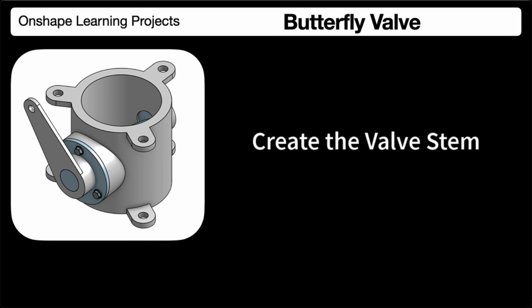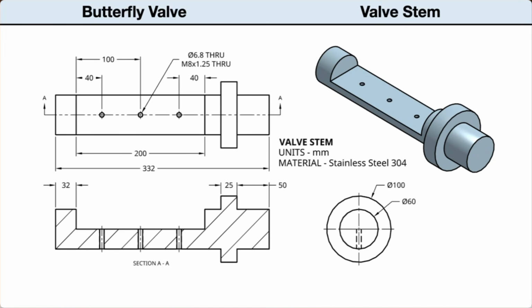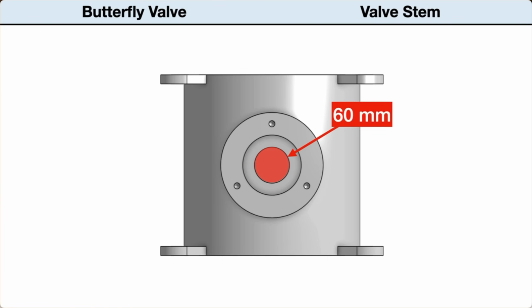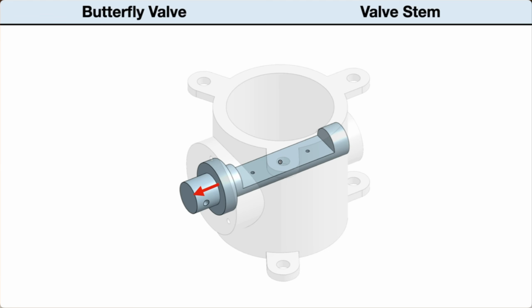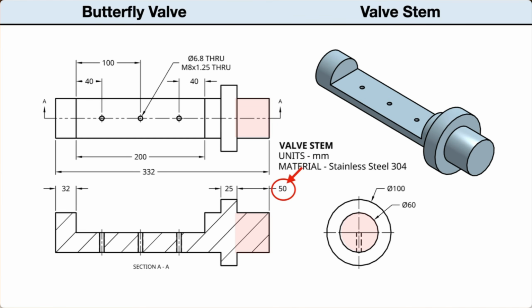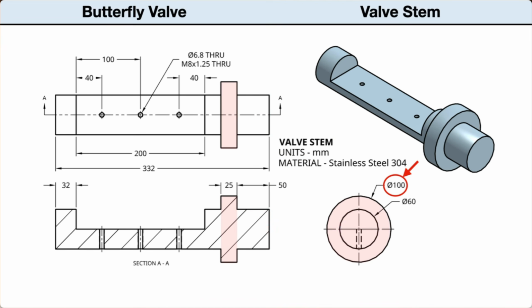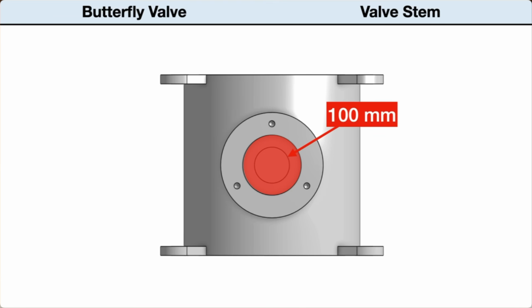In this segment, we will create the valve stem. We will start by examining the drawings and identifying the features that share the same specifications with the body. The central shaft of the part has a diameter of 60 millimeters. This matches the shaft hole at the center of the body. There is a 50 millimeters end for mounting the actuator arm. There is a 100 millimeters diameter shoulder for holding the stem in the body. It has a width of 25 millimeters and matches the recess on the body.